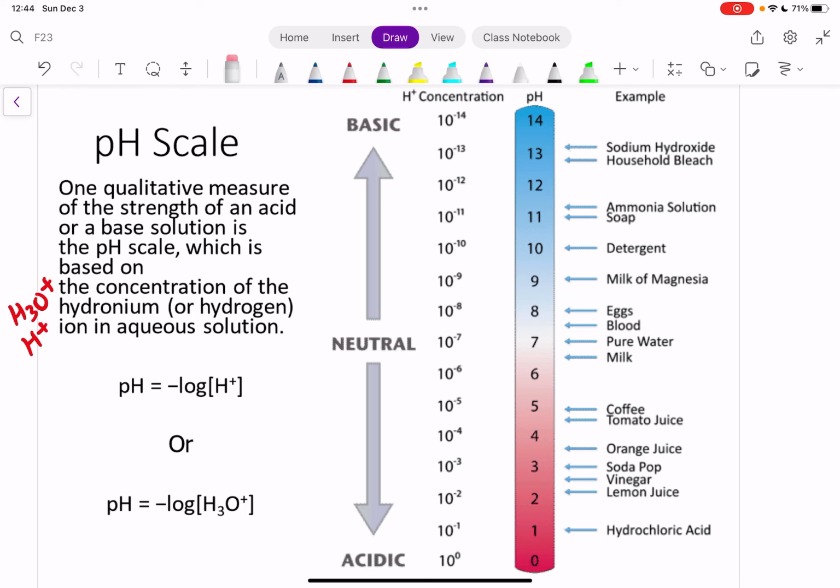Okay, so now I want to go back to our equations here. So it turns out that we can calculate the pH of a solution using the concentration of H+, or you could think of it as H3O+, right?